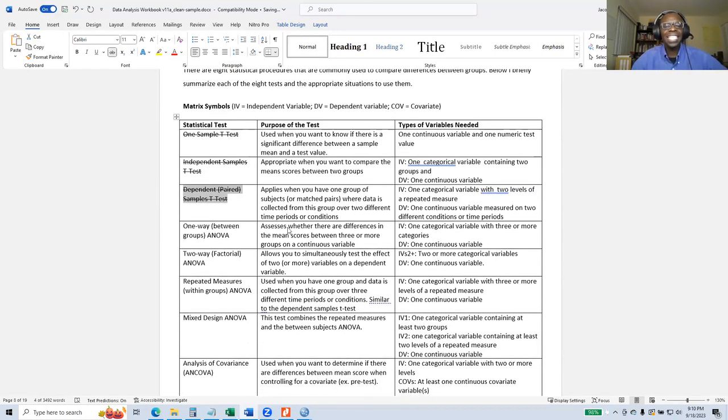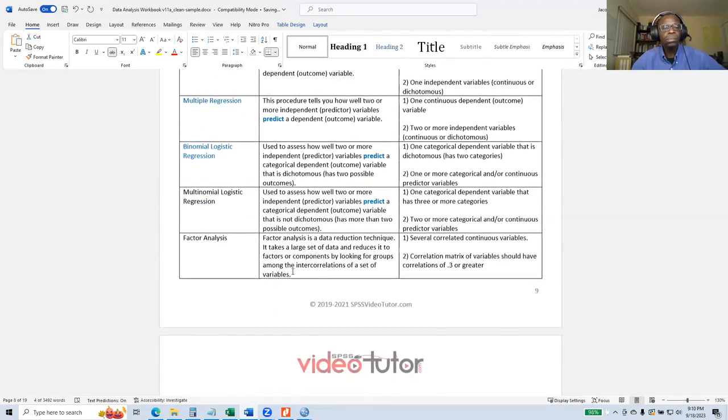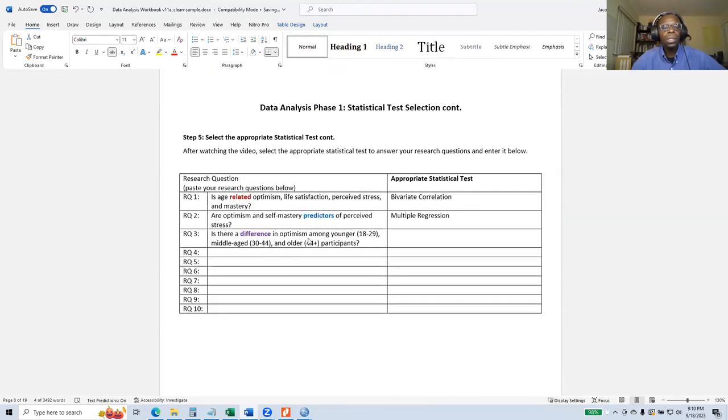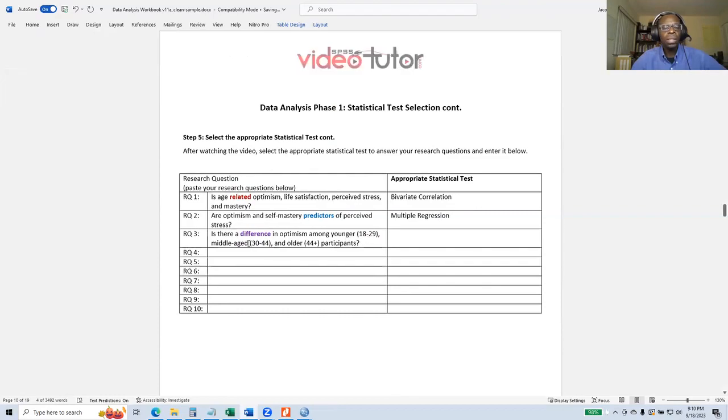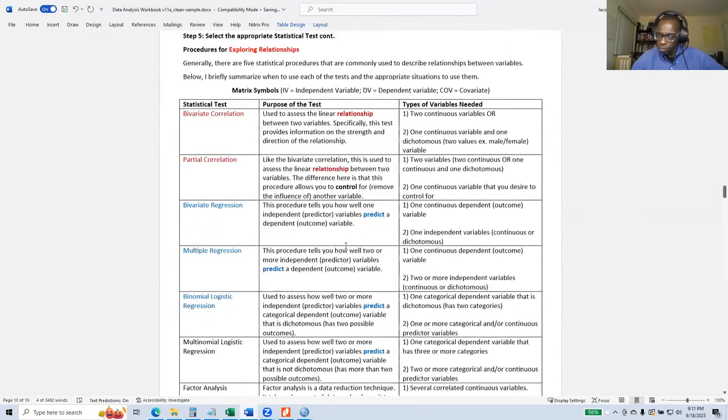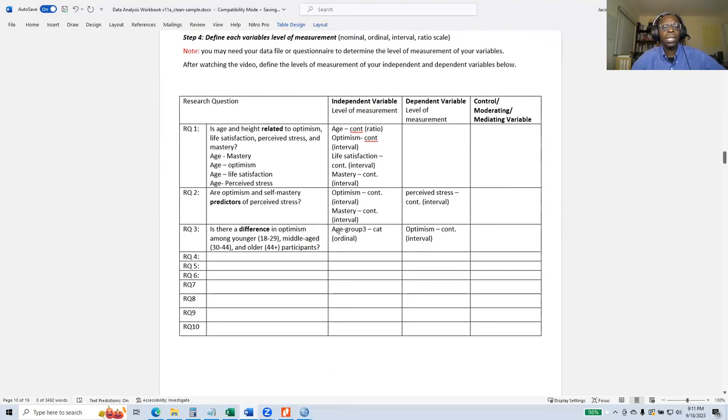Next, assess whether there are differences in the mean scores between three or more groups on a continuous variable. So you have one categorical variable with three or more categories. Let's go back up here, right? So you have three categories: younger, middle-aged, and older. And that's a categorical variable.